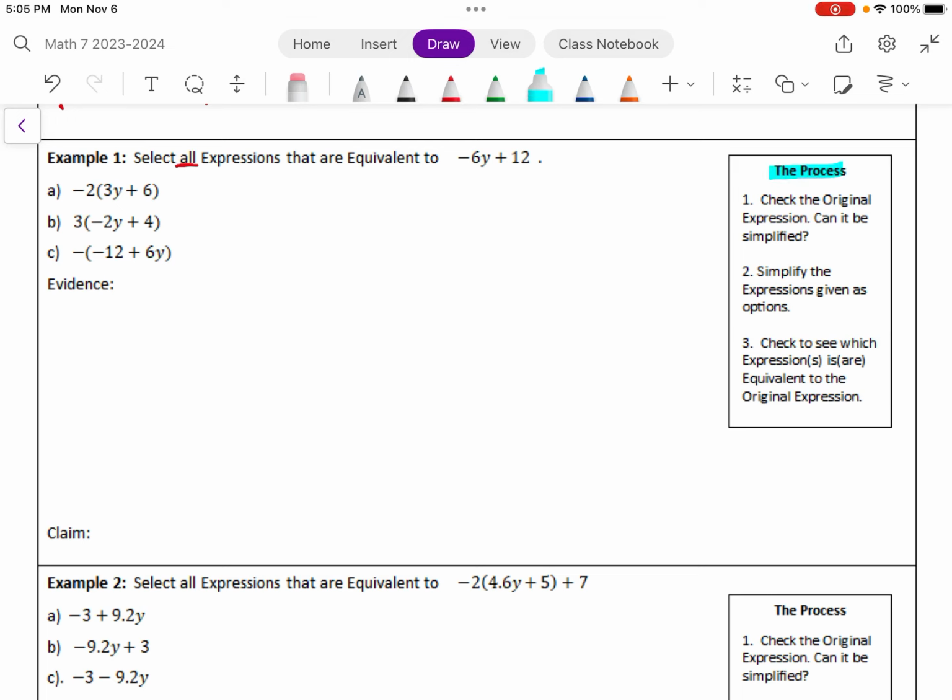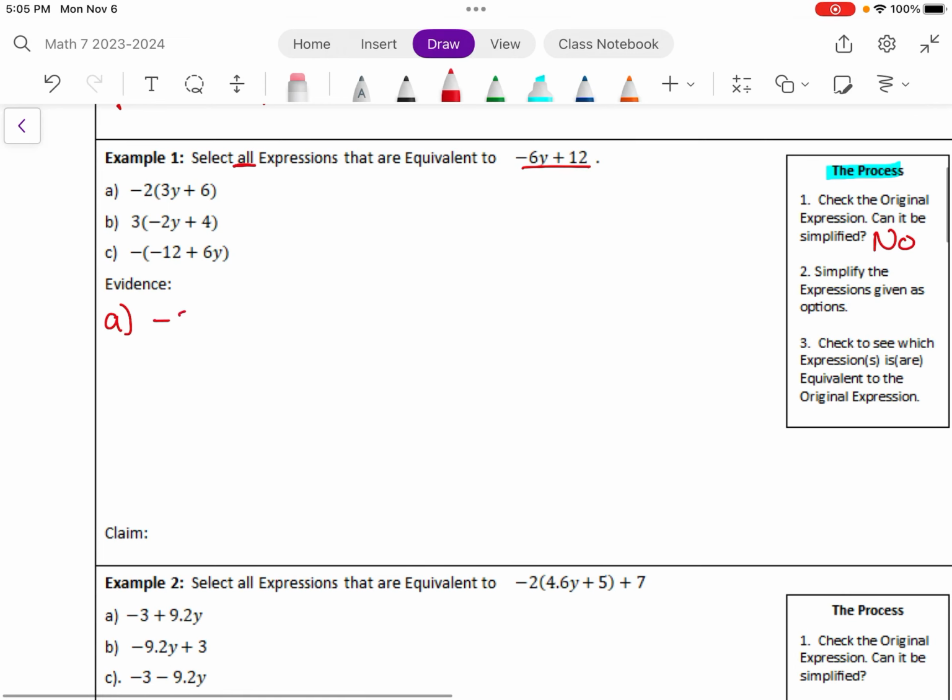Okay. It says number 1, check the original expression. Can it be simplified? Looking at this, I can't distribute anything and I can't combine any like terms, so I'm gonna say no. From there on, we have to simplify the expressions given as options. That is saying A, B, and C. Okay? So starting off with A, this is where our evidence is going to go.